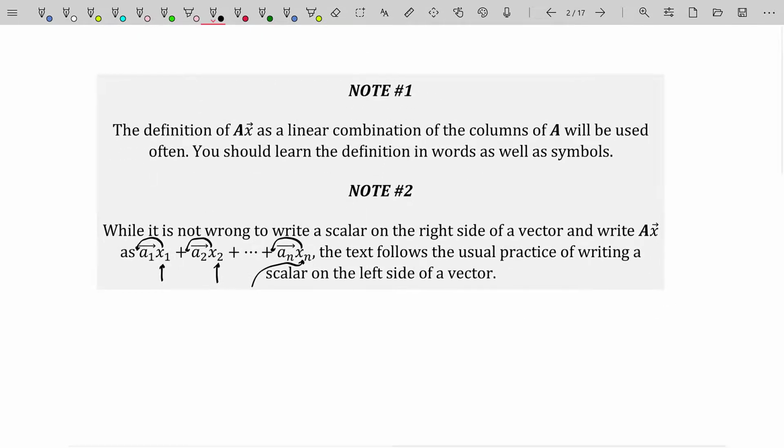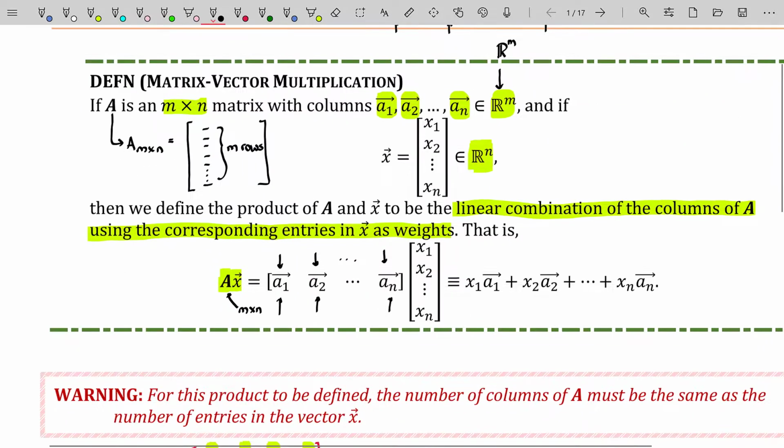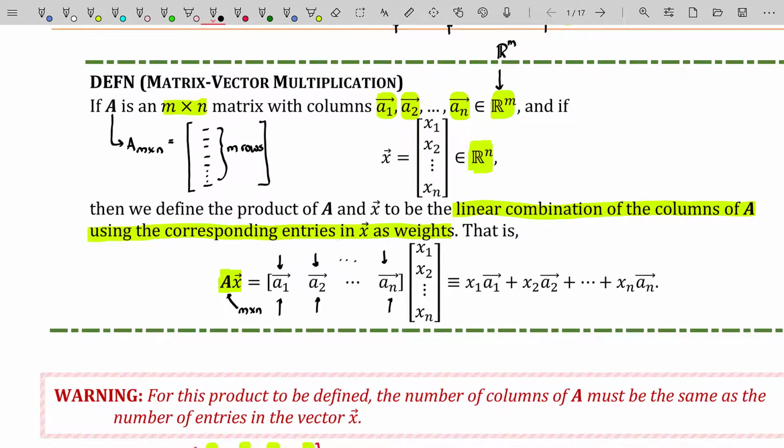Anyhow, that does it for this video. The whole point was really just to learn about matrix vector multiplication and make sure that you understand it in terms of a linear combination of the columns of the matrix A.